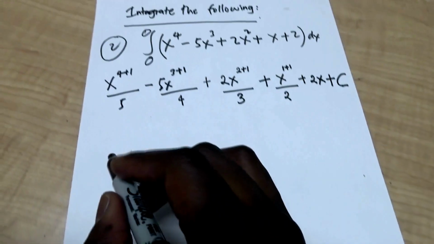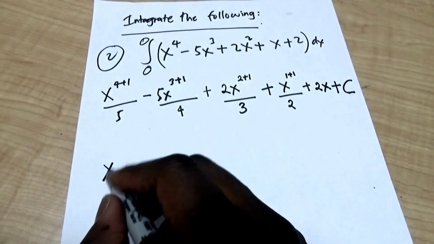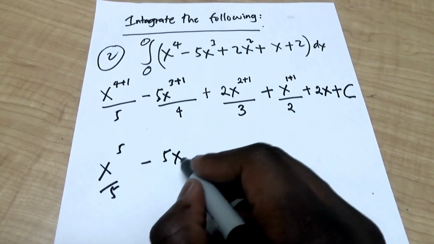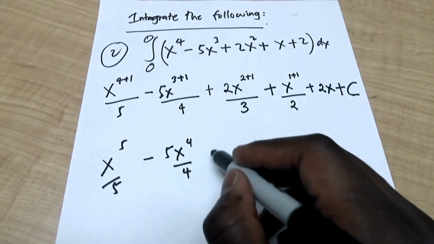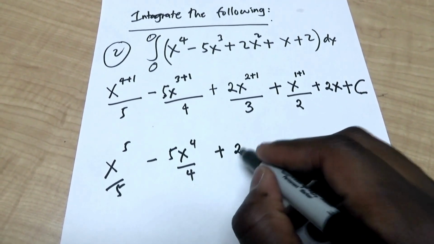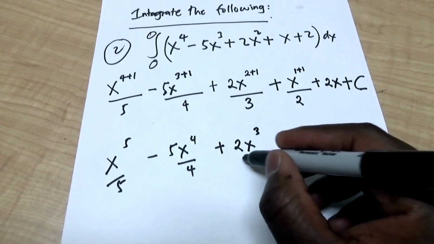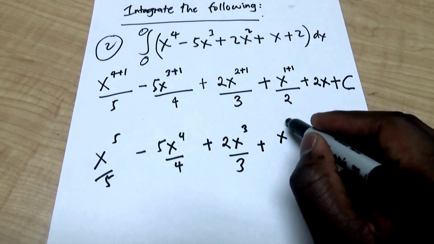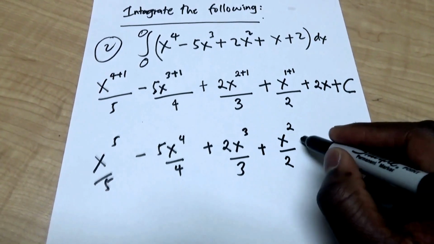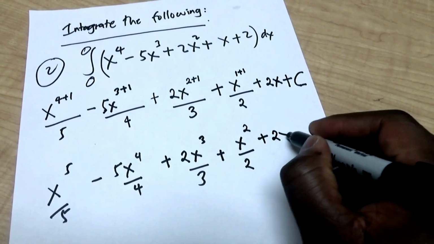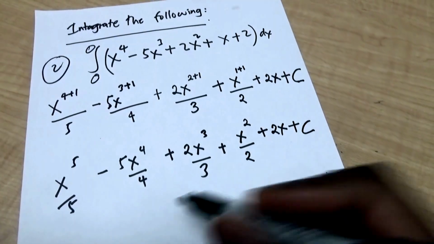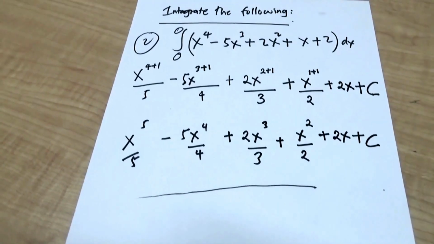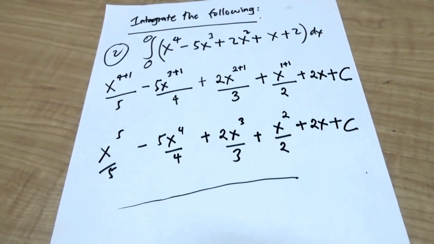All right, so let's just clean this up a little bit here. We're gonna end up having x to the 5 over 5, all right, minus 5x to the 4 over 4, all right, plus here have it 2x to the 3 over 3, plus x. What is 1 plus 1? I get a 2 over 2 plus, plus a 2x plus my final constant of integration. And here you go, people. So that is how you find the integral of a function.